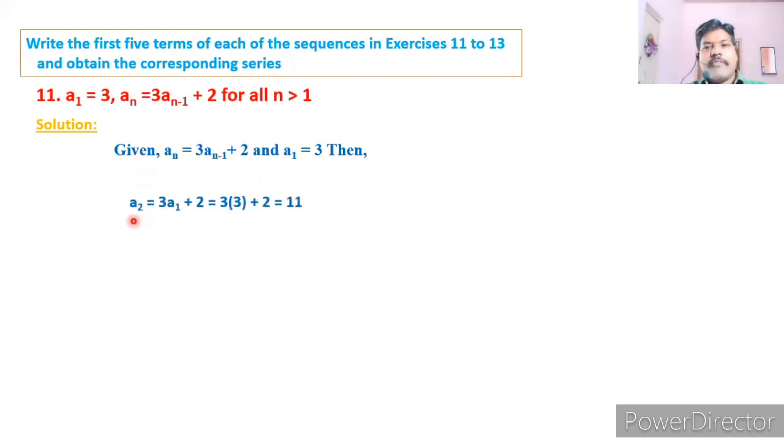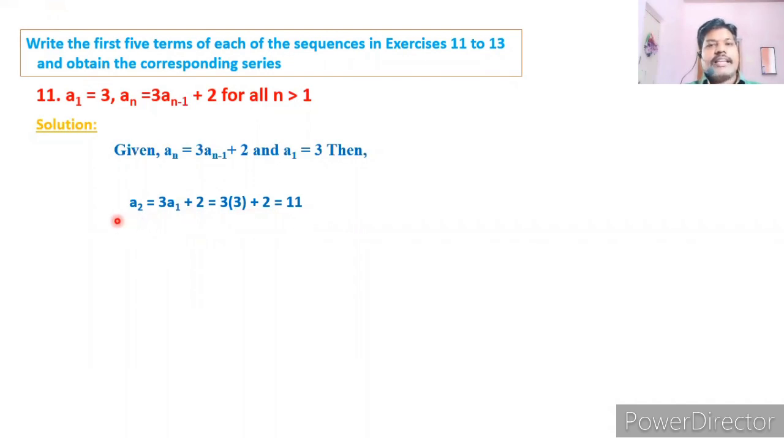First, I will start with A2. In the place of n, I will replace n equal to 2. My A2 is equal to 3 into AN minus 1 plus 2. If n is equal to 2, n minus 1 will become 1. So that is equal to 3 into A1 plus 2, and you already know the value of A1. The A1 value is 3. Replace that value here: 3 into 3 plus 2, that is equal to 11. So this is the second term.